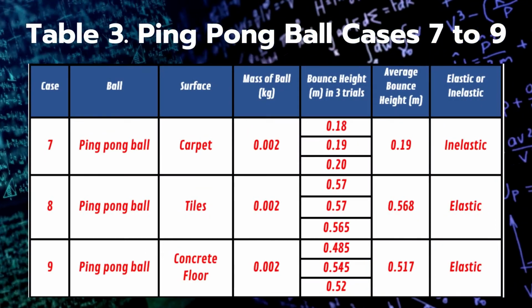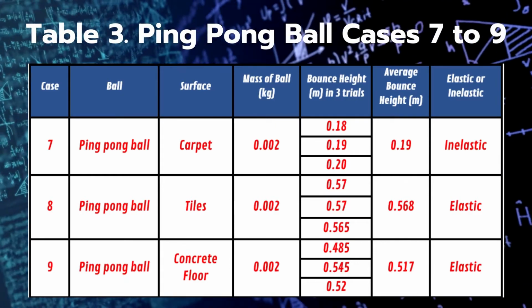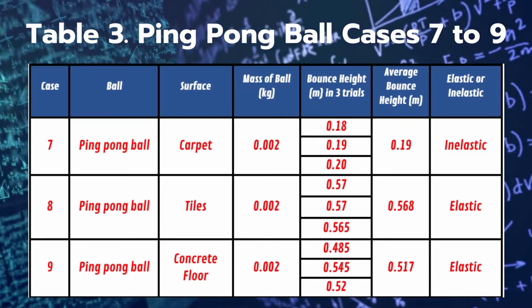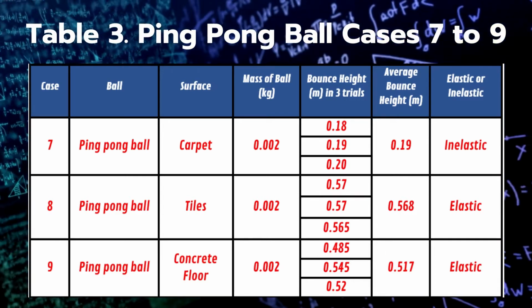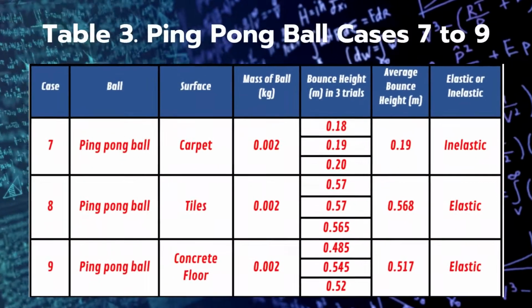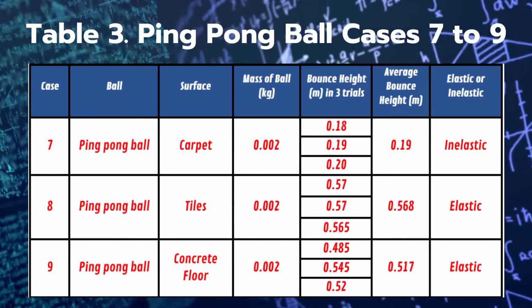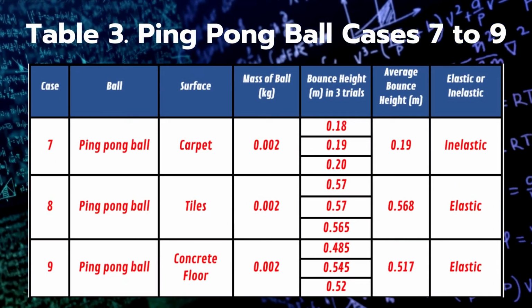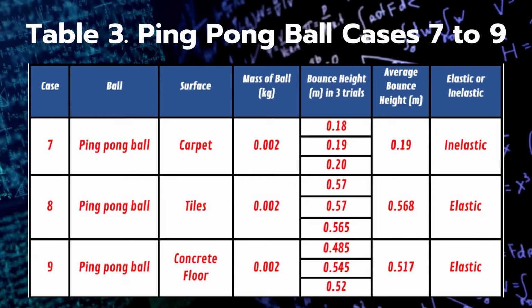However, when the ping pong ball was bounced in a tile floor and in a concrete floor, it recorded an average bounce height of 0.568 meters and 0.517 meters respectively. The latter 2 ball surface combinations had a more elastic collision since they had experimental values greater than 0.5 meters.